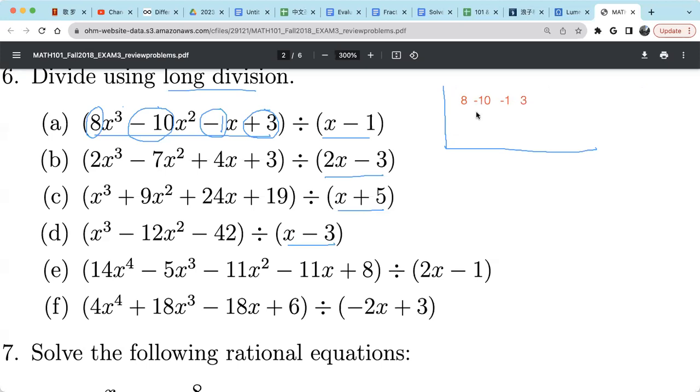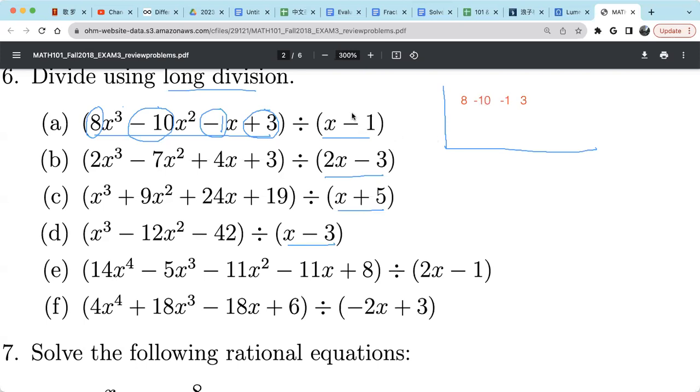Okay, so I'm writing down those 4 coefficients of each term in order. If I miss any, I'm going to write a 0. For example, if I don't have an x squared term, then I will put a 0 in the square term spot.